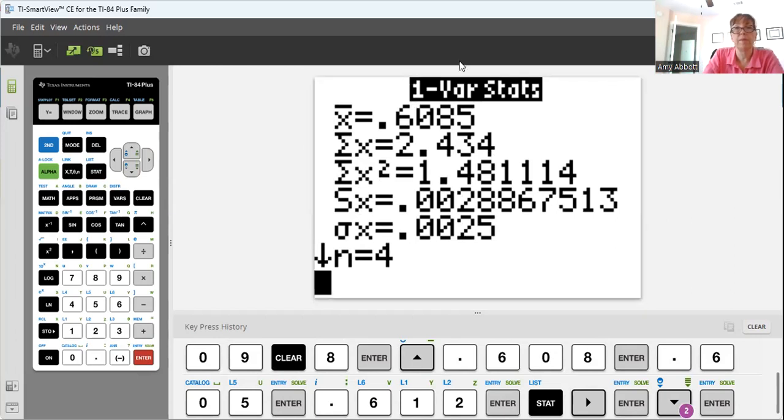The first one that's of value to us, the one on the top, the X with the bar on top of it, that's the mean or the average. The other one on the list that's helpful is this one. That's the standard deviation.